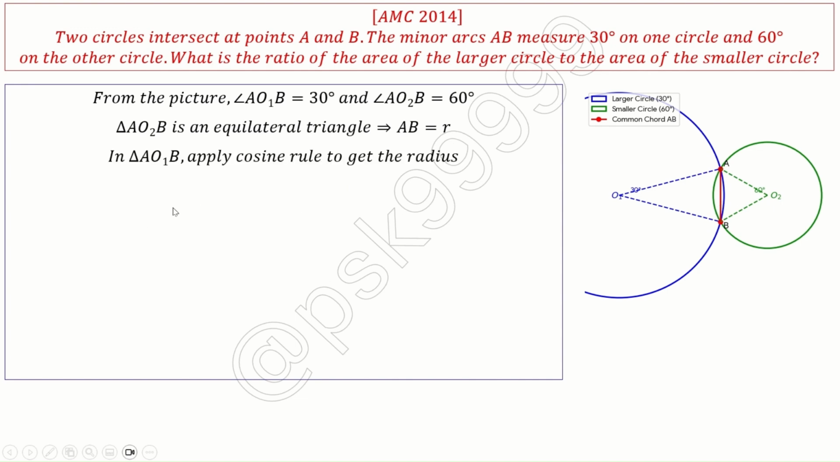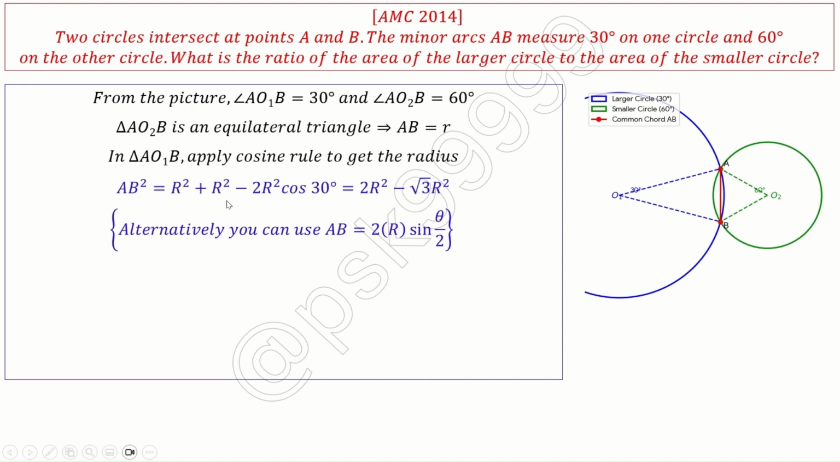Now go to the second side. On the second side, you can apply the cosine rule, or alternatively you can use the sine rule. The length of a chord AB is equal to 2 times radius into sine theta by 2. But I am not using this one, because theta is 30 degrees, so theta by 2 is 15 degrees, and you would need to remember the sine 15 value or derive it. So we'll use the cosine rule. AB square, that is chord square, equals R square plus R square, both sides being equal in this case, minus 2R square cos 30 degrees. If it is two different values, then it would be a into b cos 30 degrees. This is nothing but 2R square minus root 3 R square.